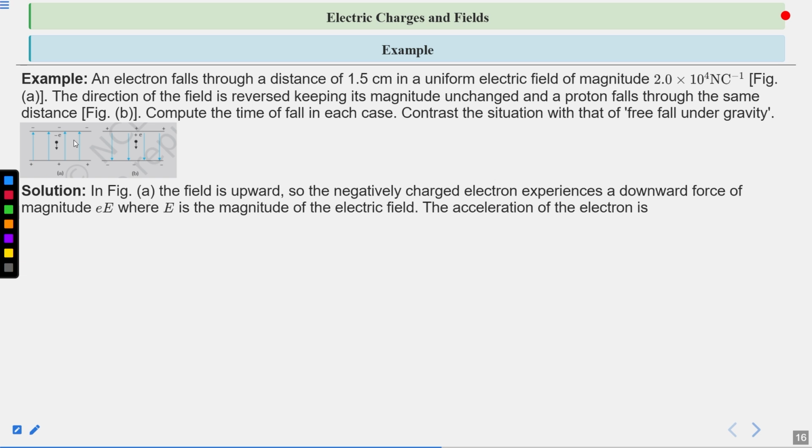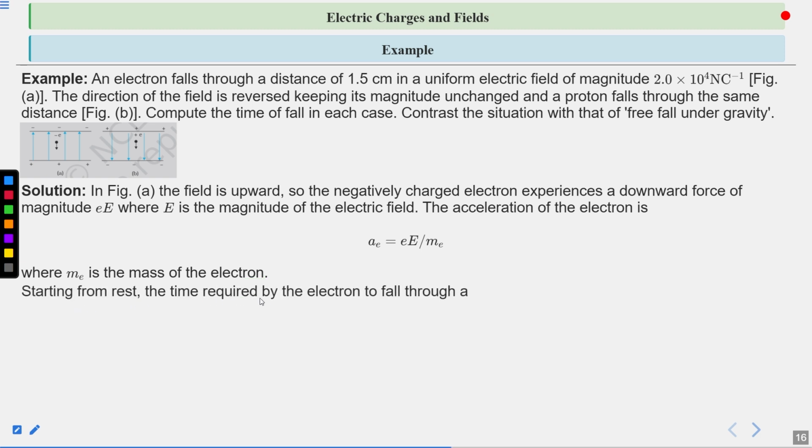So the solution in figure A, look at here. The field is upward. The field has upward direction, positive to negative. So the negatively charged electron experiences a downward force. The negatively charged electron experiences a force that is vertically downward of magnitude eE, where E is the magnitude of the electric field, and the acceleration of the electron is a equals eE divided by me. This formula is very important, where m is the mass of the electron.